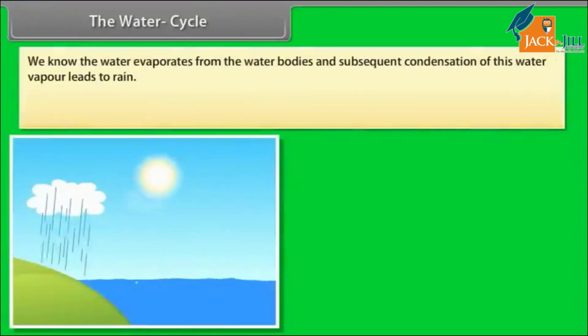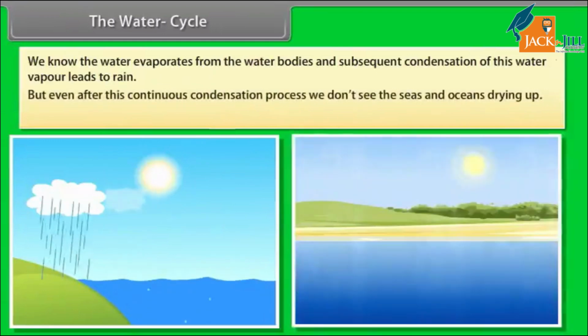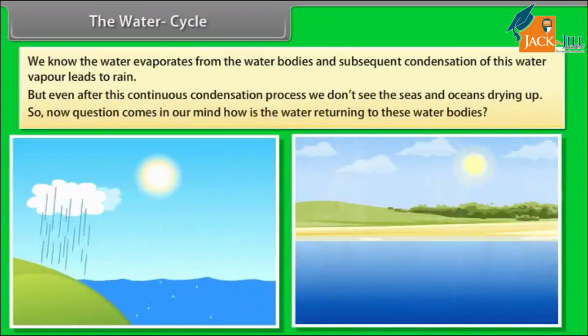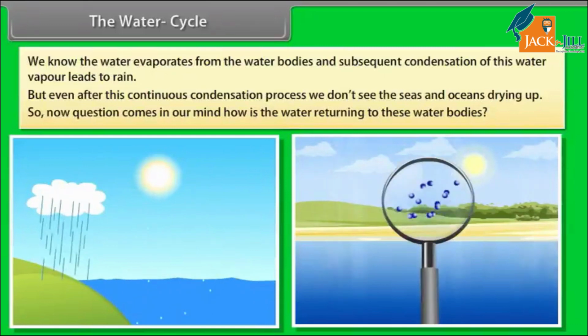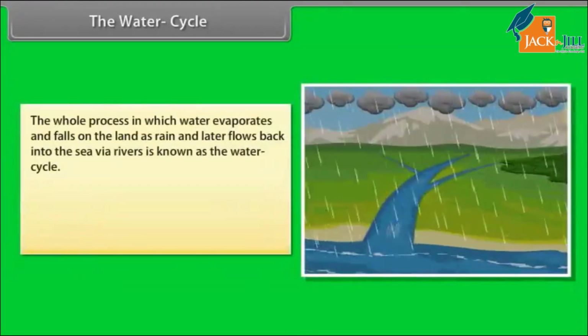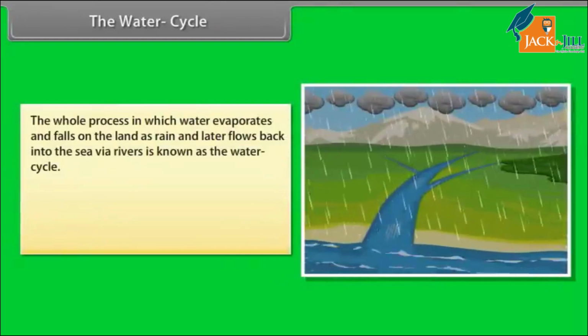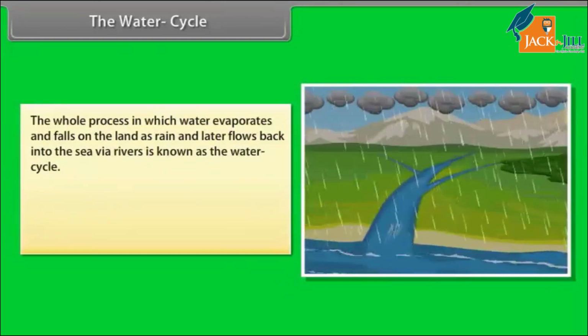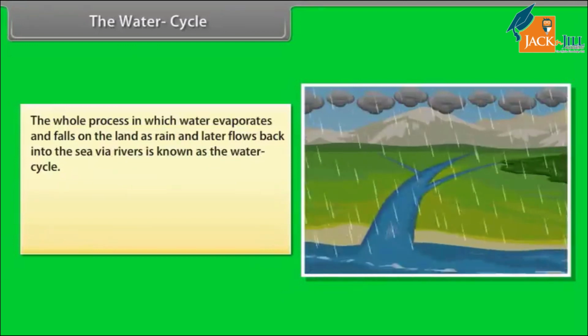The water cycle. We know that water evaporates from the water bodies, and subsequent condensation of this water vapor leads to rain. But even after this continuous condensation process, we don't see the seas and oceans dry up. So, now the question comes to our mind: how is the water returning to these water bodies? The answer to the above question is that the whole process in which water evaporates and falls on the land as rain and later flows back into the sea via rivers is known as the water cycle.